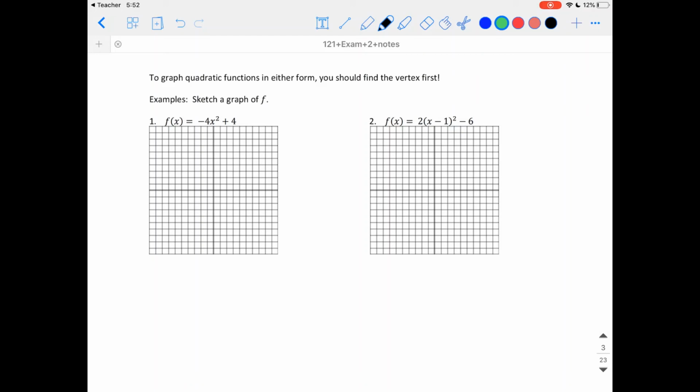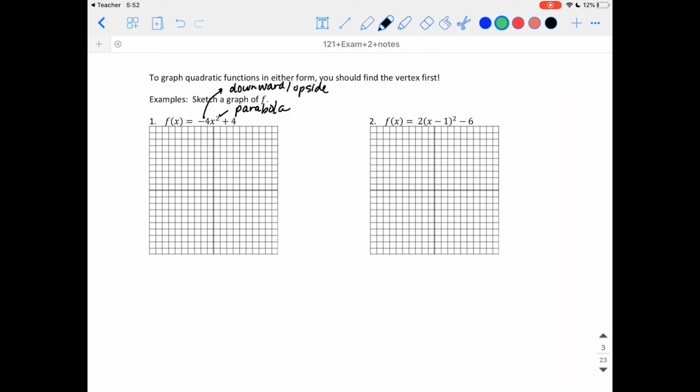So here we go. Example, sketch a graph of f, where f of x is equal to negative 4x squared plus 4. Right off the bat, it's a squared, so I know it's a parabola. I know that this is negative, so I know it's downward, or upside down. Some people say it like that. So I know it's a parabola, highest power is 2. The negative 4 means that it's upside down.